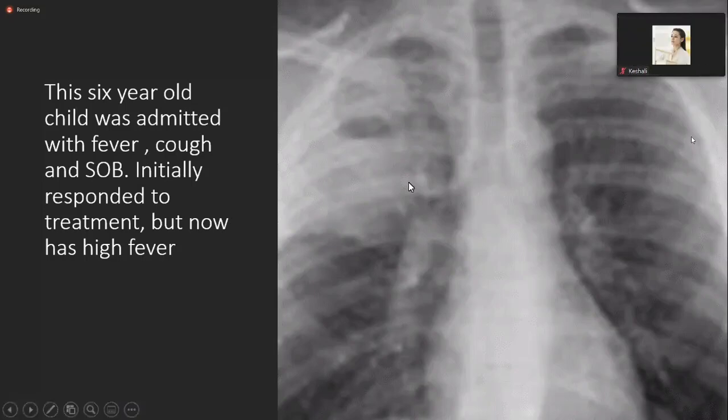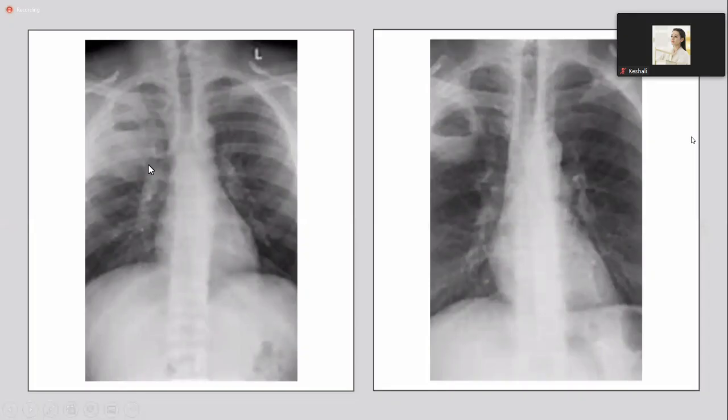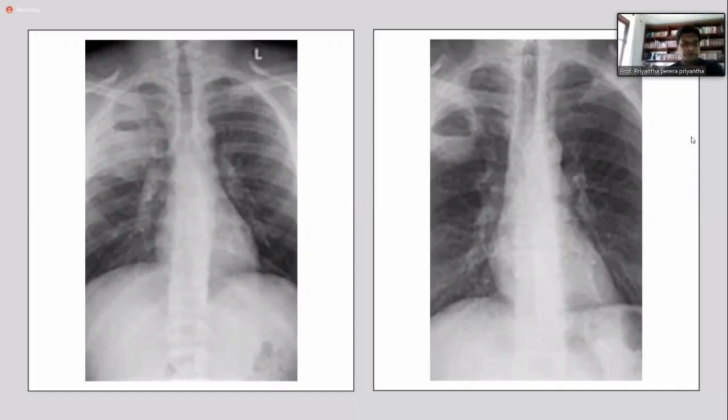It will be better seen in this X-ray, right? You can see that there is a consolidation going on in the right upper lobe. See in this X-ray, the entire right upper lobe is not involved, right? Is this a lobar pneumonia or bronchopneumonia? This is lobar pneumonia, right?